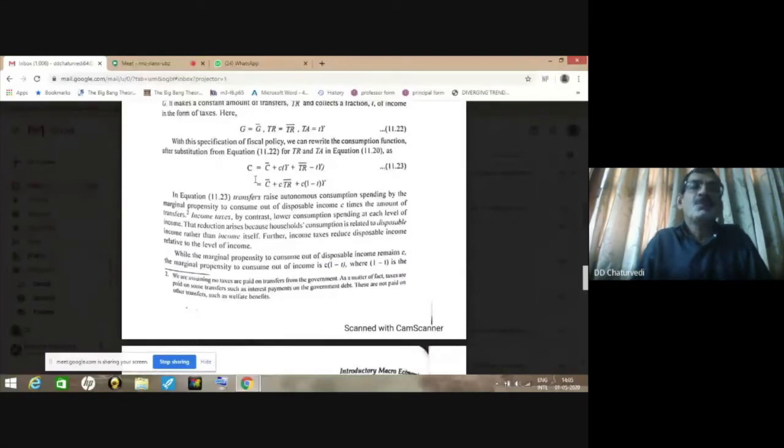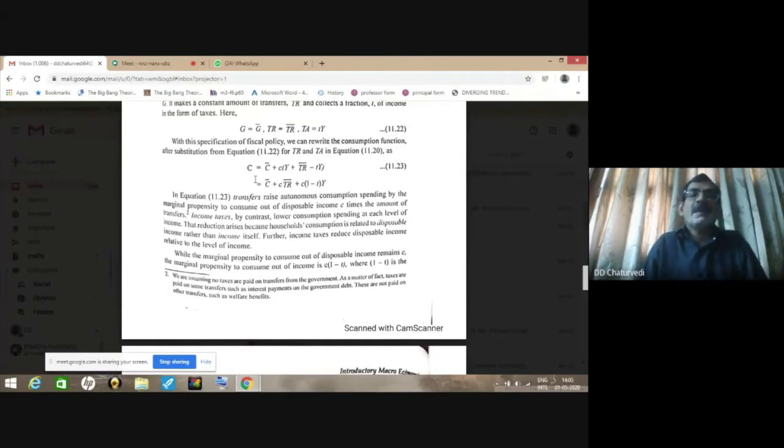Here G is assumed to be constant, which is equal to G bar. Transfers is also assumed to be constant, which is equal to TR bar. Taxes are assumed to be a function of income, which is small t into Y. And so C is equal to C bar plus small c within bracket Y plus transfers minus tY. This can be written as C bar plus small c into TR bar plus c within bracket 1 minus t into Y.